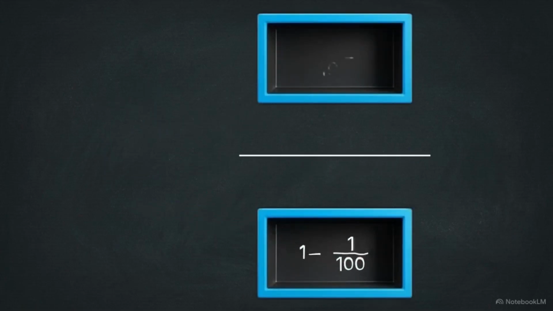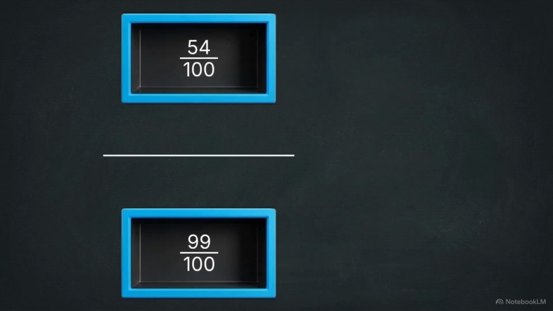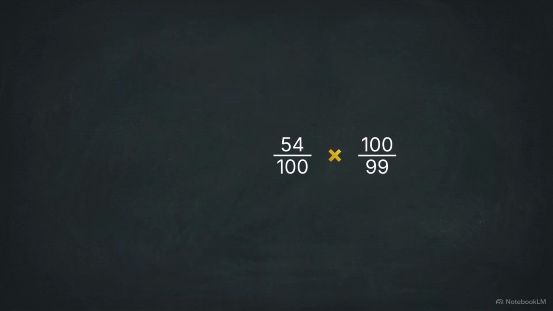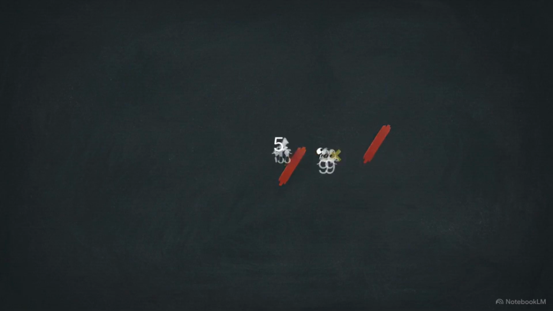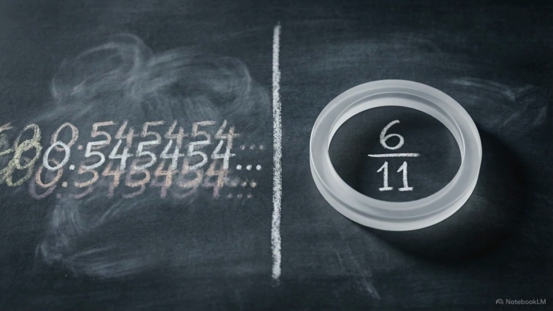We plug these into the formula. In the denominator, 1 minus 1 over 100 leaves us with 99 over 100. To simplify, we multiply the numerator by the reciprocal of the denominator. The hundreds cancel out, leaving 54 over 99. Divided by 9, the fraction reduces to exactly 6/11. This demonstrates that repeating decimals are not mathematical outliers. They are geometric series with a perfectly clear fractional value.